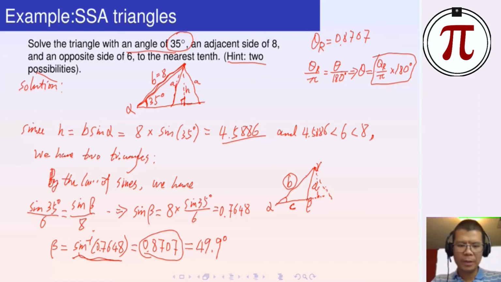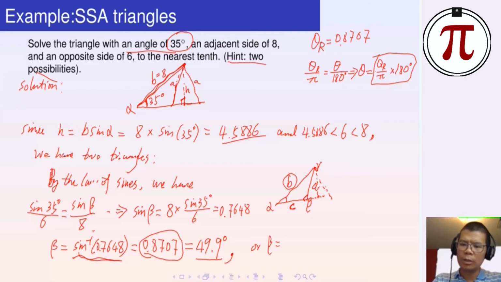Okay, good. All right, so we got beta is 49.9 degrees. Now, is this the only possible value for beta? No, because we have the other side. It might be greater than 90 degrees, right? So it may be sine of pi minus that. So beta equals 180 minus this one, right?